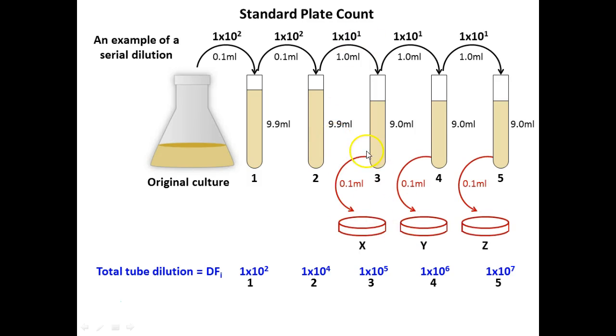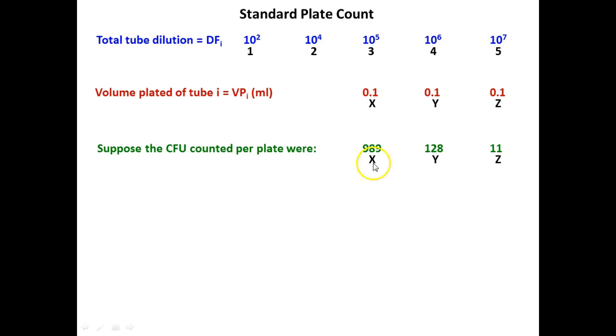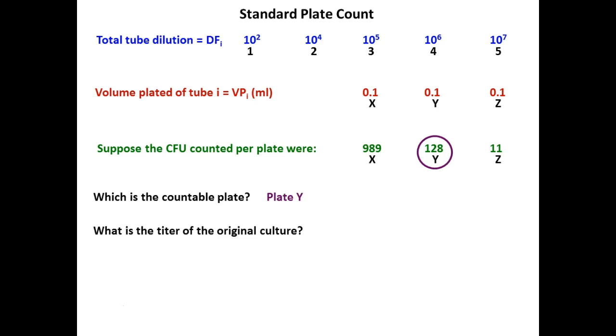So once we know that, and if you know the volume that you plated onto the plate, so in this case, 1/10 of a mil. We're doing it all in milliliters here. Then we have all the information we need except for colony count. So you count up your colonies. These are the numbers that you get. Which one's actually countable? 128, right? It's between the 30 to 300, plate Y. What is the titer of the original culture?